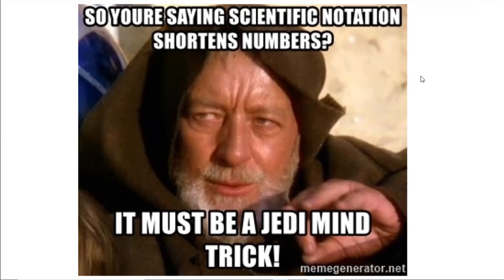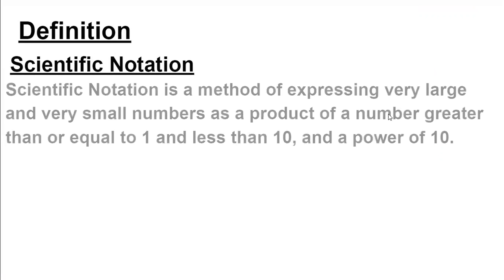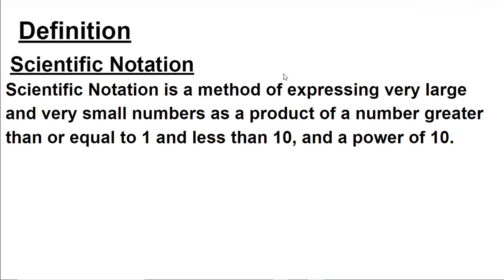Okay, here we go. So again, what's the definition of scientific notation? Scientific notation is a method of expressing very large and very small numbers as a product of a number greater than or equal to 1 and less than 10 and a power of 10. Today it's going to be the negative powers of 10.